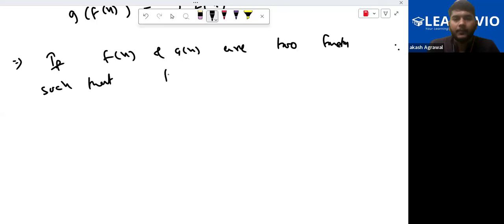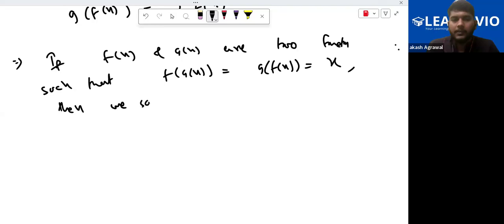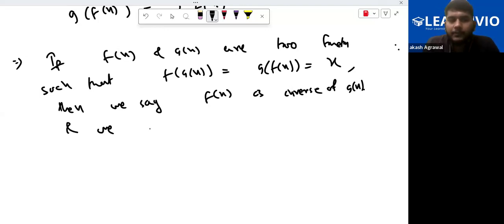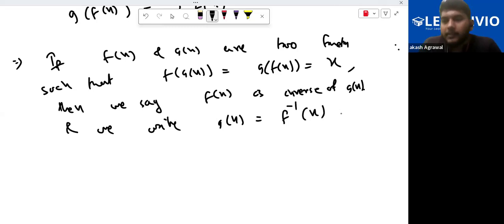such that f of g of x is equal to g of f of x, which is equal to x. Then we say f of x is inverse of g of x and vice versa. And we write g of x is equal to f inverse x. Please remember that this -1 here is not a power actually. This is a symbol.